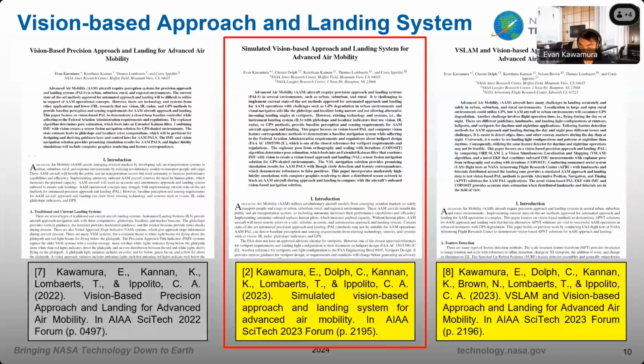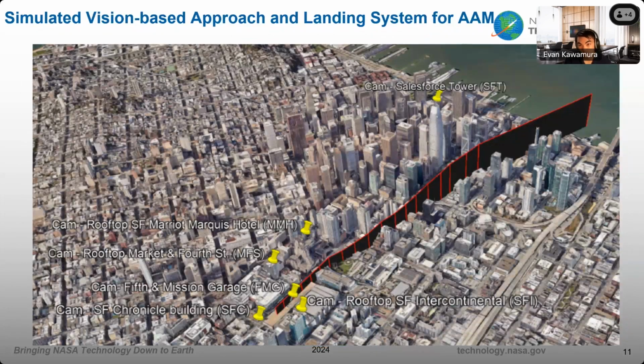So the next paper from 2023 is our simulated vision-based approach and landing system for advanced air mobility. We'll look at some highlights. We created a simulated AAM trajectory from Oakland to San Francisco. Here's a Google Earth picture of that last portion in San Francisco.